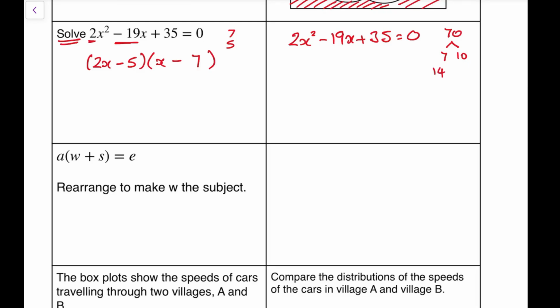So I could do 14 and 5. 14 and 5 would appear to work, because 14 plus 5 is 19 and 14 times 5 is 70. And both of these numbers need to be negative in order to give me negative 19. So what can I do now? So I'm going to then split this out into 2x squared minus 14x, I'm using these numbers here, minus 5x plus 35. And I'm going to factorize the left bit.